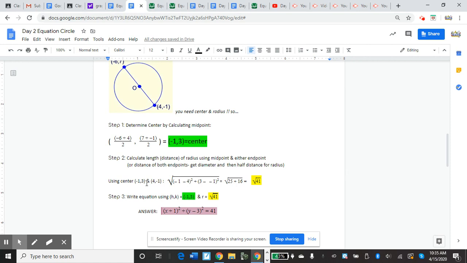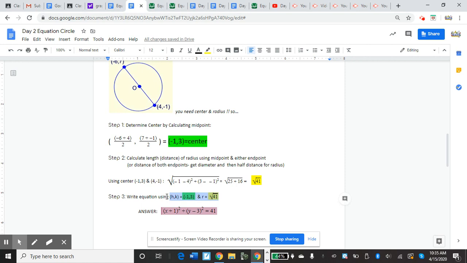All right, so using the center, I'm going to use (-1, 3) for the center, and I'm going to use this endpoint for (4, -1). So here's my work for the distance, which is just the x's subtracted, squared, and then the y's subtracted and squared. You're going to add it up, so you get 25 plus 16, and you get radical 41 for the radius. Now, if the radius is not a perfect square, it's fine. It could just be the square root of 41.